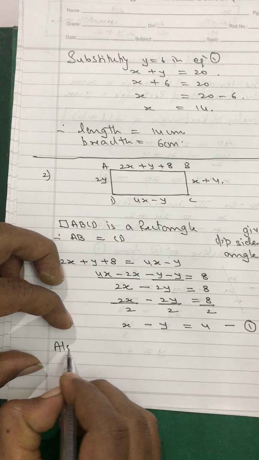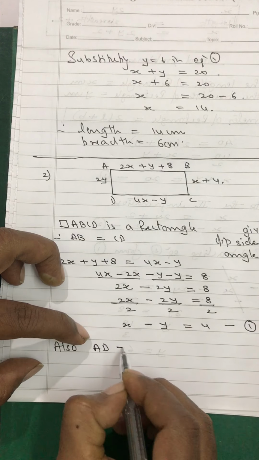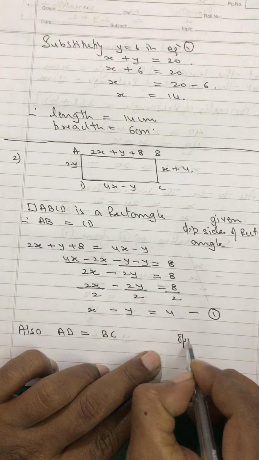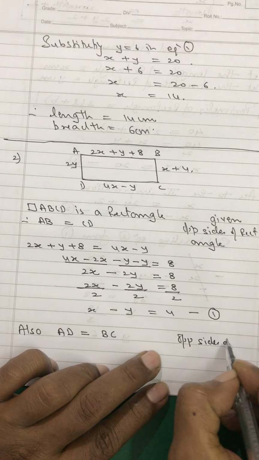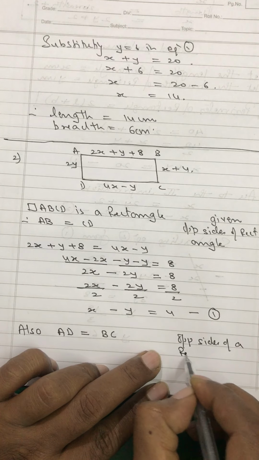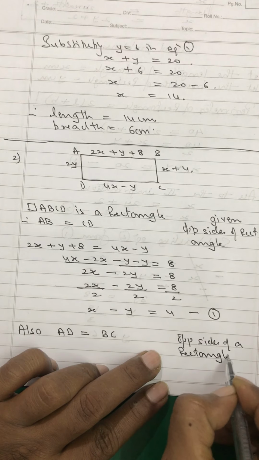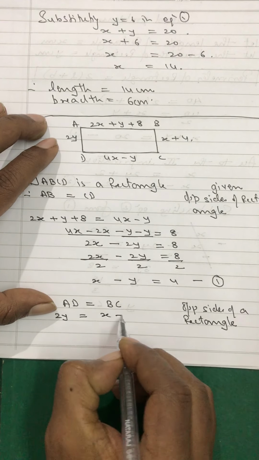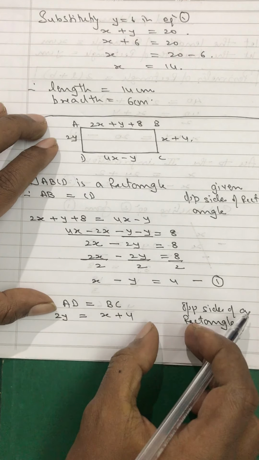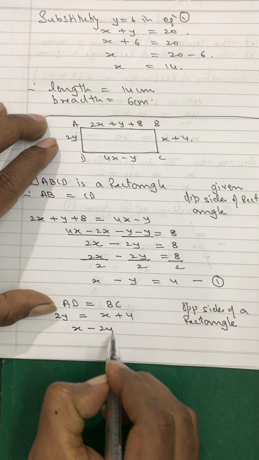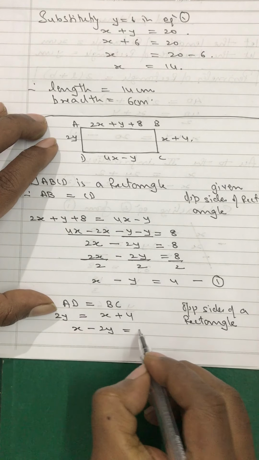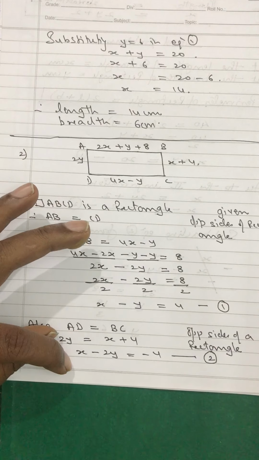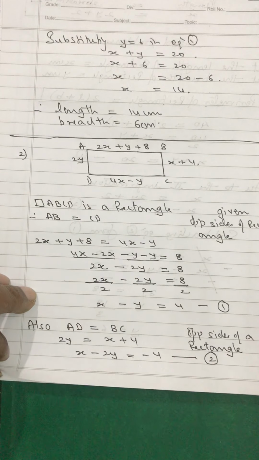Also AD is equal to BC, same reason, opposite sides of a rectangle, and here they have given 2y is equal to x plus 4. Again 2y I shift over there, I will get x minus 2y, but now 4 I shift over here, I get minus 4. This is my second equation. Now again I will have to subtract equation 2 from 1.